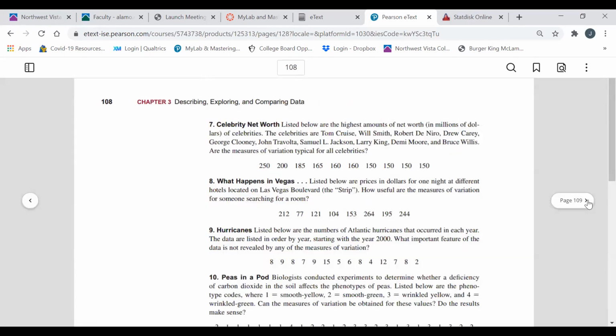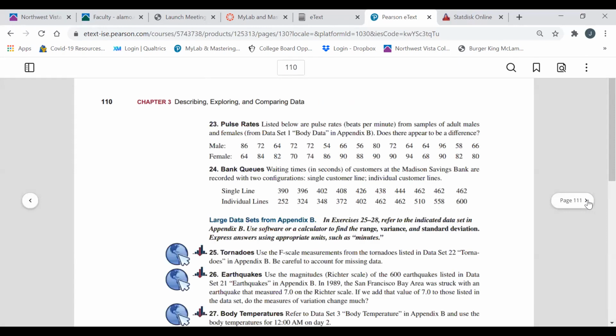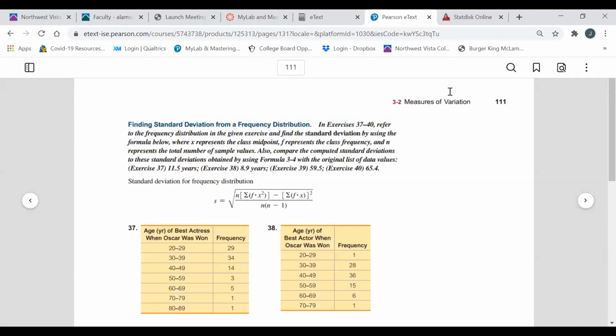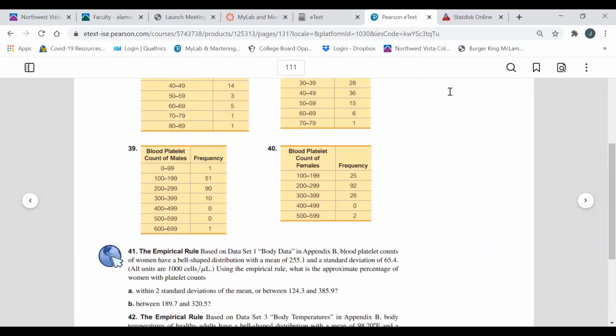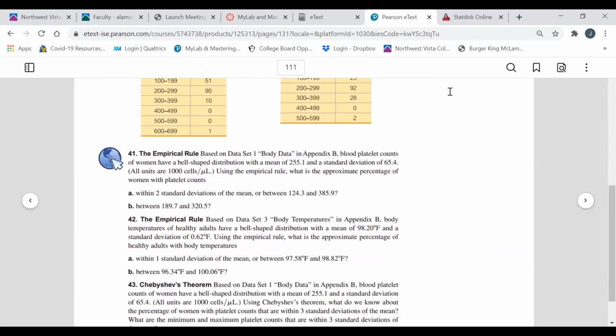Okay, so let's do 3.3. I don't know what page that's on. It is on page 41. That's right, page number 41. All right, so let's read it together.